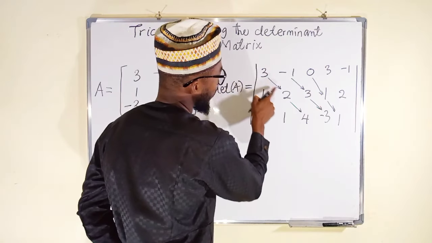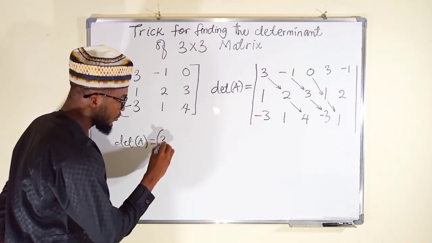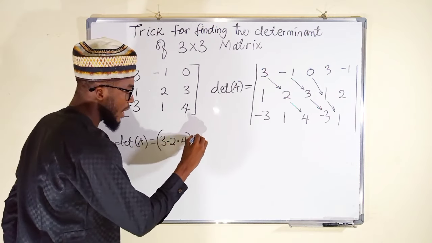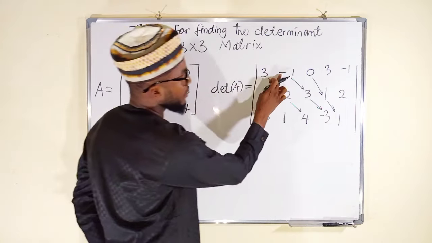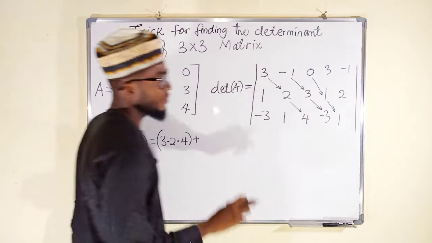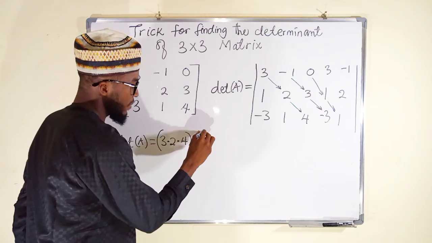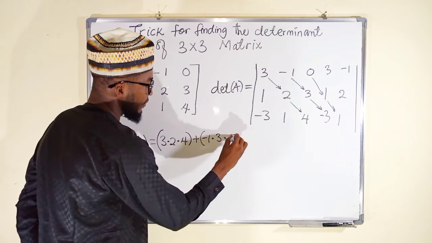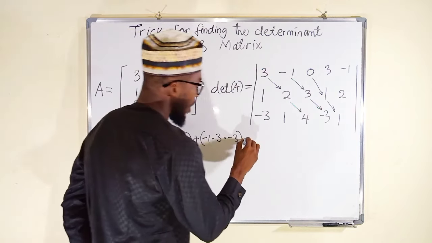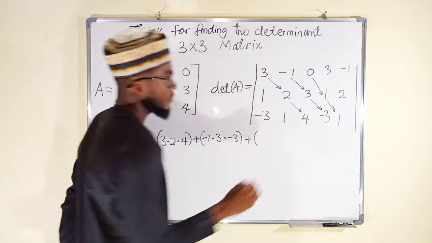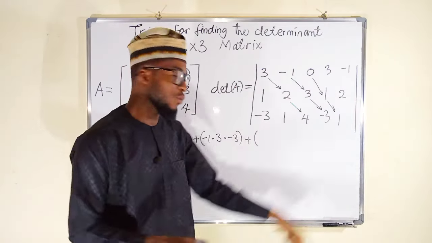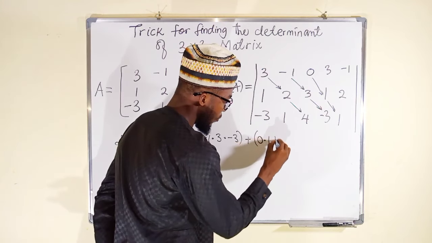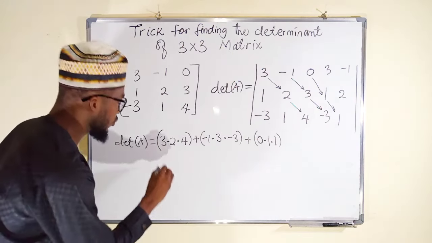we multiply 3 times 2 times 4. We close, we add again, negative 1 times 3 times negative 3. Then we add again, 0 times 1 times 1. Next, we subtract.